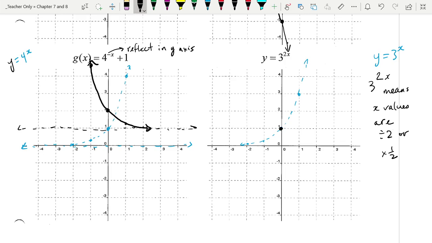Here's an x value of 1, which means I would like to multiply that 1 by a half. So it's now here. Here's an x value of -1. That value gets multiplied by a half, so it's now here. Here is -2. Multiply -2 by a half, you get -1. So it actually scrunches the graph.